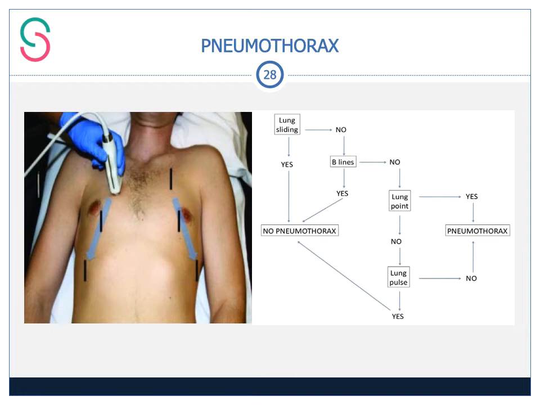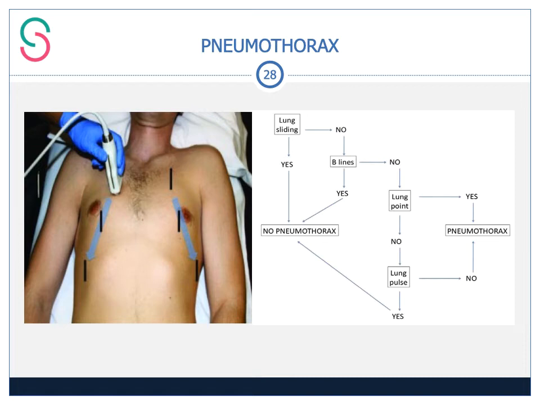But if you don't see B lines, then you need to find something called a lung point, and this is the point at which you can see normal lungs sliding next to an area with no B lines and no lung sliding. And that's the area where pneumothorax meets the collapsed lung. If you can identify this, this will diagnose pneumothorax.